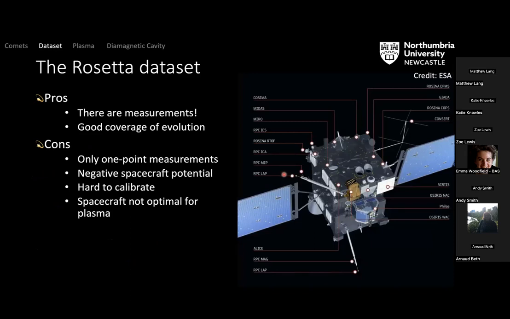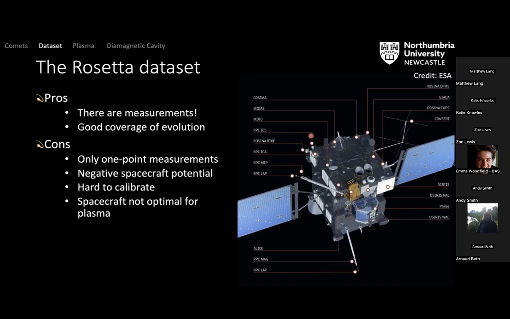It has many, many instruments, because if you send something to a comet and you spend a billion euros, you want all of the instruments on it that you can get. So it has many cameras and dust detectors, but it also has a plasma suite. This is called RPC, Rosetta Plasma Consortium, because it's made up of different instruments.